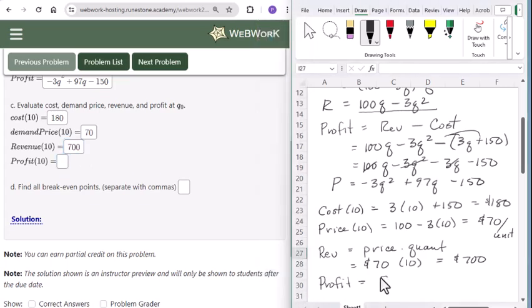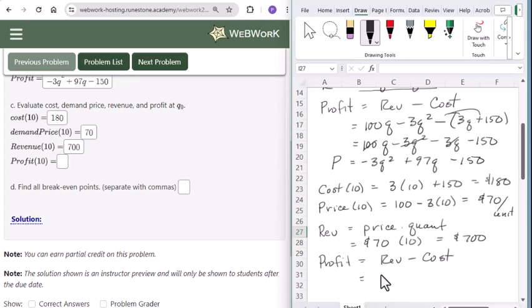Profit is revenue less cost. Now again, we just found an equation. You could plug 10 into your profit equation, but I know my revenue is $700, and I know that the cost is 180 when the number of units is 10. That makes the profit $520.